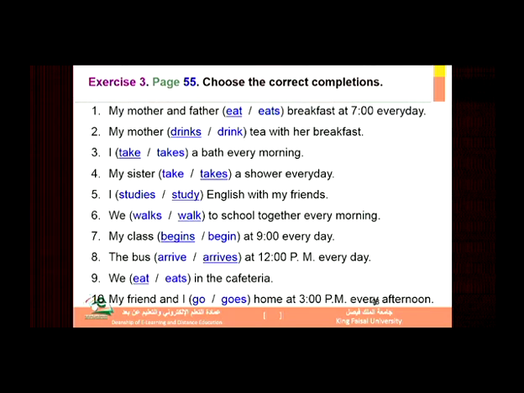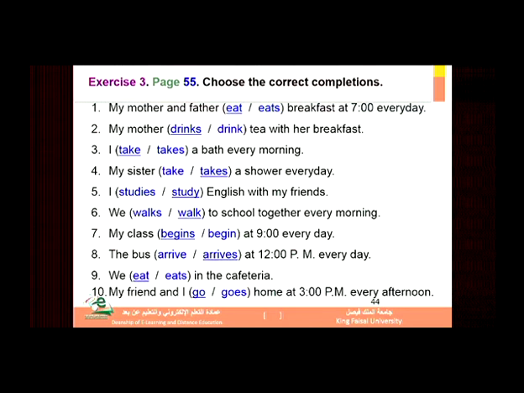And finally, my friend and I. So we have more than one person in this subject, my friend and I. So we have a compound subject represented by the pronoun they. So we have more than one person here. We have a third person plural pronoun, in which case the verb does not take an S. So my friend and I go or goes home at 3 p.m. every afternoon. It is my friend and I go home at 3 p.m. every afternoon.